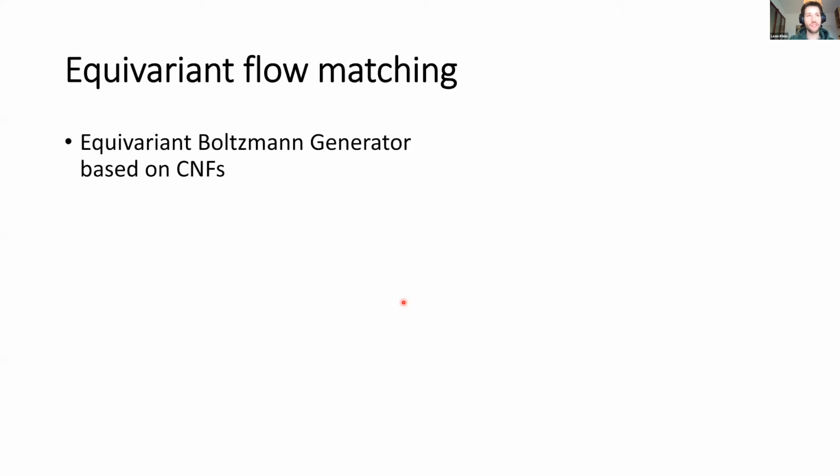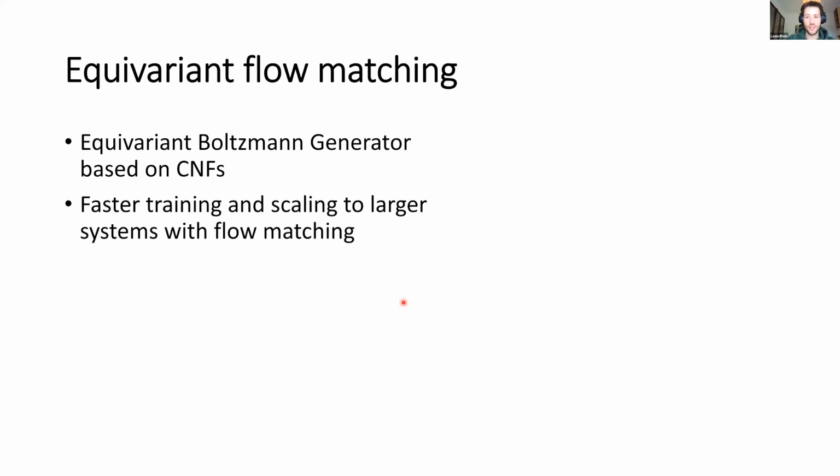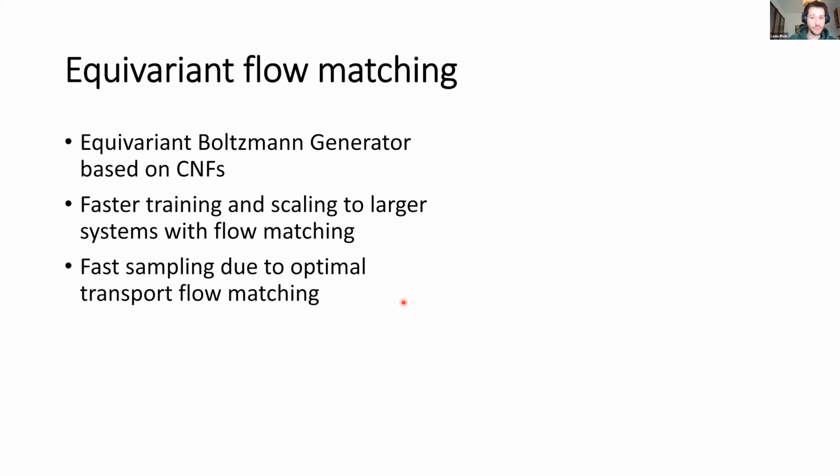So what we have now: I showed we already had a recipe for an Equivariant Boltzmann generator based on continuous normalizing flow. We can use an Equivariant graph neural network for the vector field. Now with flow matching, or even optimal transport flow matching, we have much faster training and we can scale to larger systems because we do not need backpropagation through the integration. And we hopefully also get this optimal transport path, which allows for significantly faster sampling because the integration for a straight path is much easier.